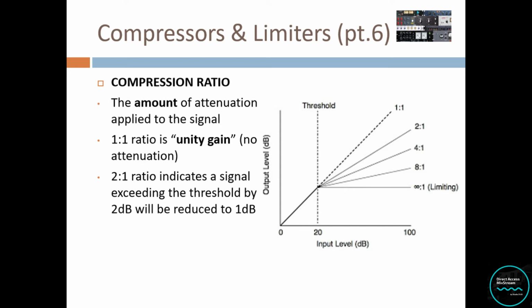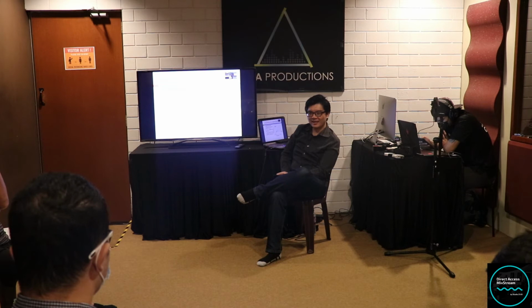So what happens if it's 2-to-1? A 2-to-1 ratio indicates that a signal exceeding the threshold by 2 dB will be reduced to 1 dB. So basically, if your signal level goes to 30 dB, the threshold is 20, you exceed the threshold by 10 dB. But how much compression do you get? How much is it reduced by? Remember, 2-to-1 ratio. So it's exceeded by 10 dB, but how much compression will be applied in a 2-to-1 ratio?